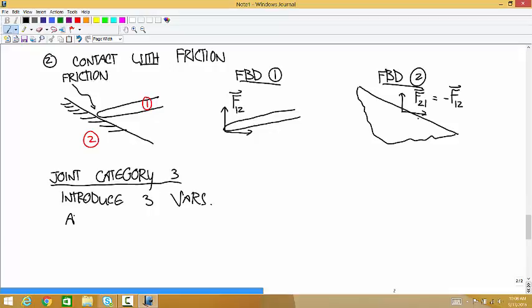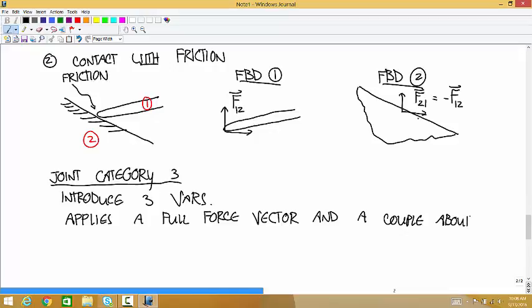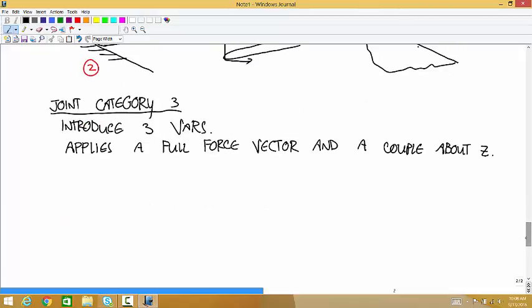And so this applies a full force vector, a force vector with an unknown direction, and a couple about the z-axis. Yep. And by full force vector, you mean like you're in the X and Y direction? Yeah, that's right. So those are both variables. Okay, and there's only one joint of this type. It's a fixed joint. It just says there's no motion at all.